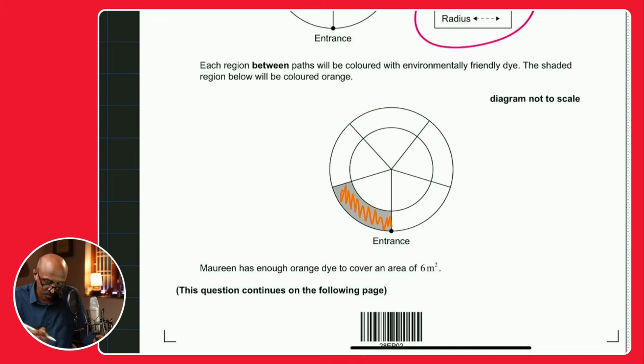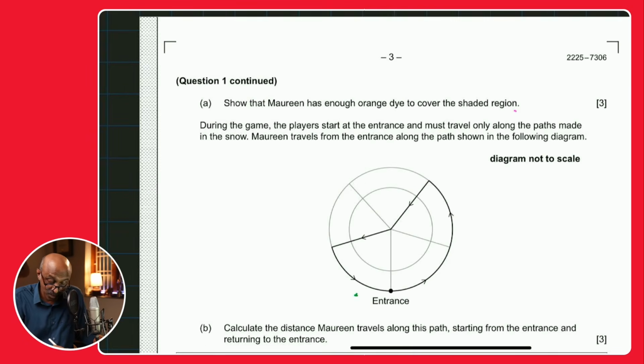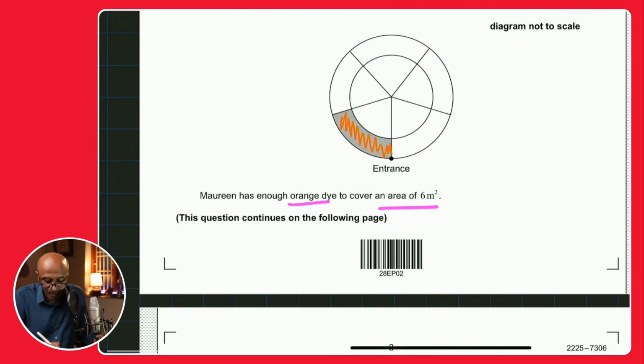That's the area of the shaded region, I think they are asking us, but they have asked this question in a very interesting way. Check out the language in the question. Maureen has enough orange dye to cover an area of 6 meters square. So instead of directly asking us what is the area of that shaded region, they've asked the question, show that Maureen has enough orange dye to cover the shaded region. So basically we're looking at showing that the area of that shaded region, the area between the 2 circles, is less than or equal to 6. Because if she has more dye, that means she's safe. You don't want to fall short, right?